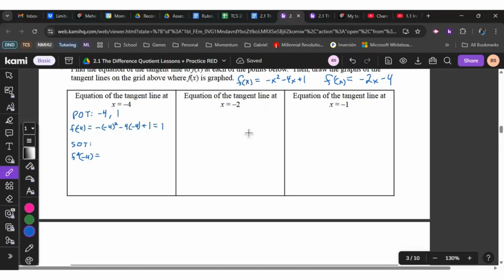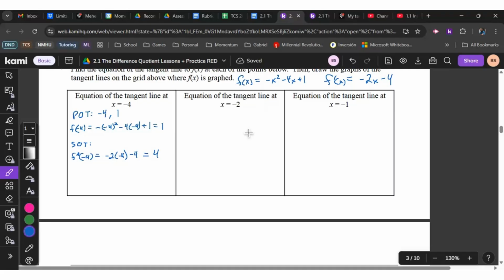Anyways, f prime of negative 4 is going to be negative 2 times negative 4 minus 4, which is 4. It should literally be what we found earlier. So that's why next time I'm not going to show all the work, because we've literally done these up above.